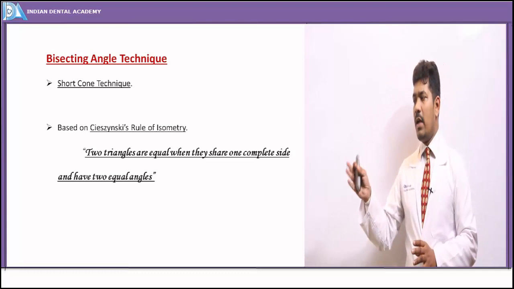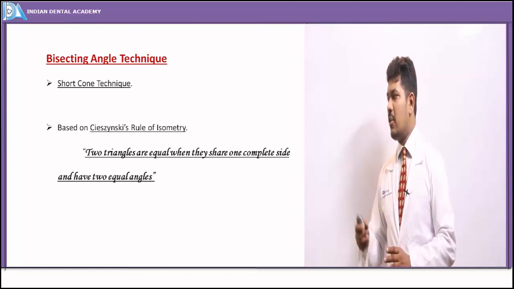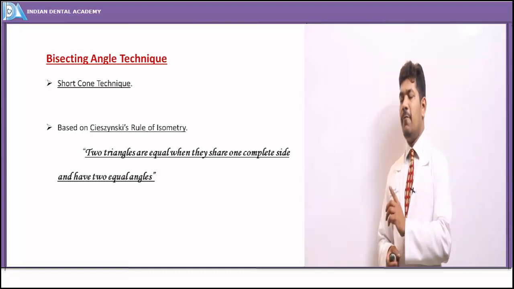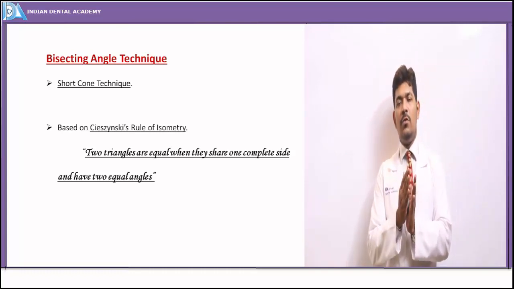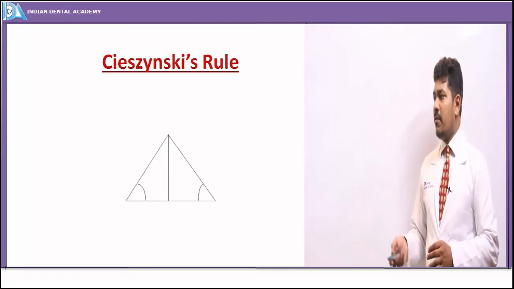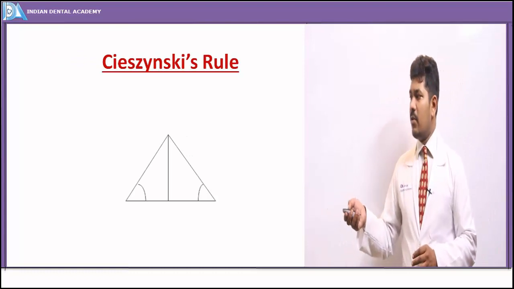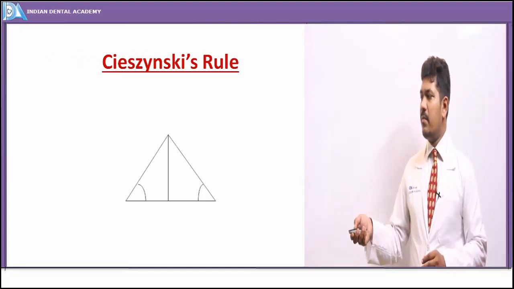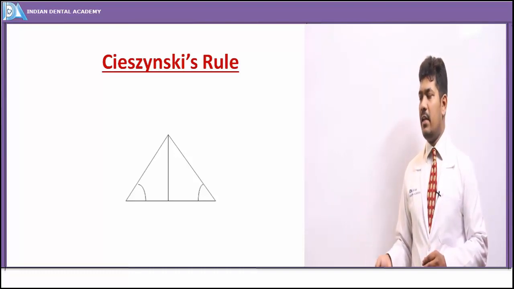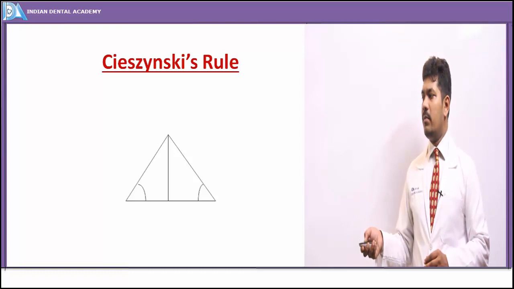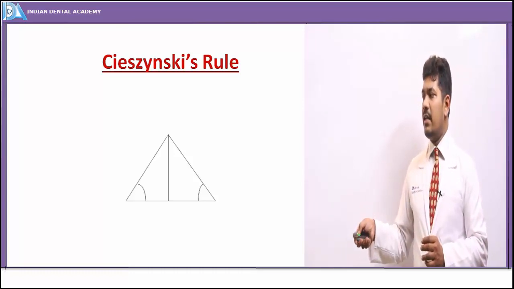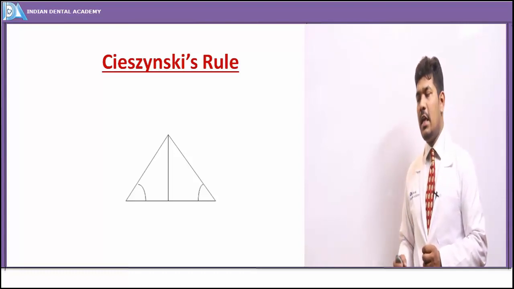Now if we take a look at Szymanski's rule of isometry, it says that two triangles are equal when they share one complete side and have two equal angles. Now what are these two different triangles and two different sides? If you take into consideration this particular side, which is completely shared by this triangle and the left side triangle, and it has two equal angles over here, then the third side will also be equal.